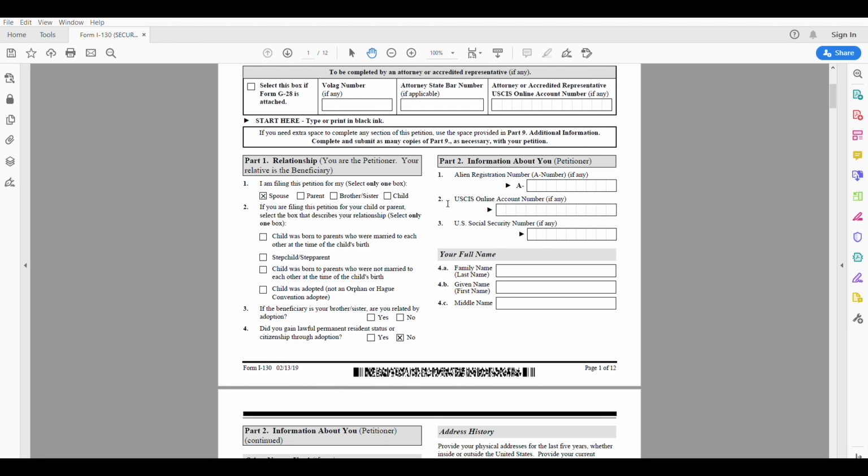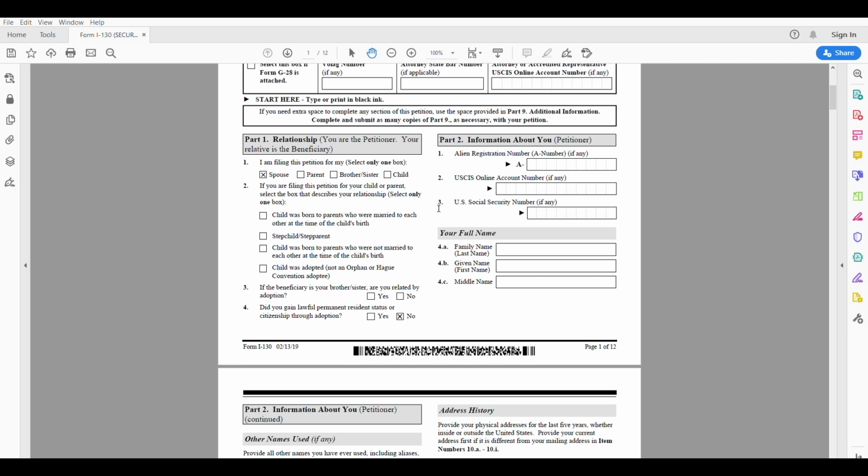Number 2, USCIS Online Account Number. Sometimes people prefer to fill their forms out and submit them online, so if you do have a USCIS account number, you can fill it out here. Otherwise, you can leave it blank. Number 3, U.S. Social Security Number. If you are a U.S. permanent resident or U.S. citizen, you would have a Social Security number, which you can enter here.